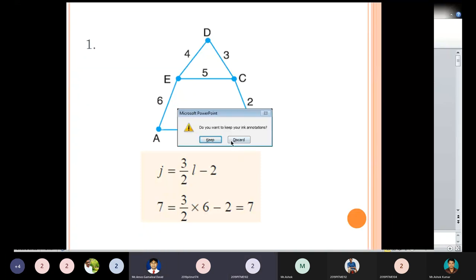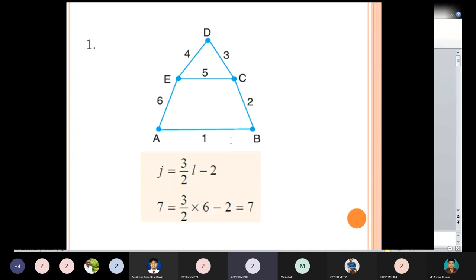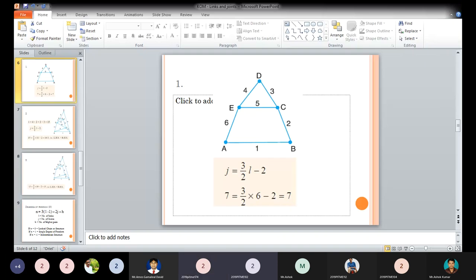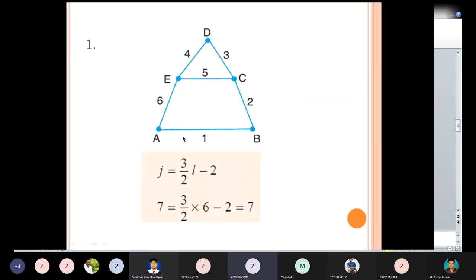Tell me. Binary joint, tell me. How many? Just name the points. Is A a binary joint? Sandhya, is A a binary joint? Tell me. No problem, no problem. Think and tell me. Is A a binary joint? Can anyone else answer? Is A a binary joint? A, B, D, sir. Very good.